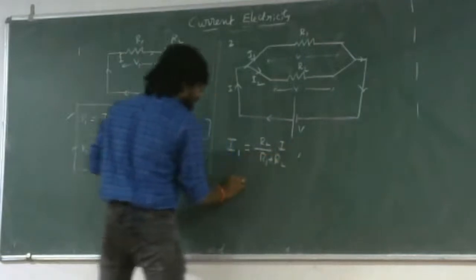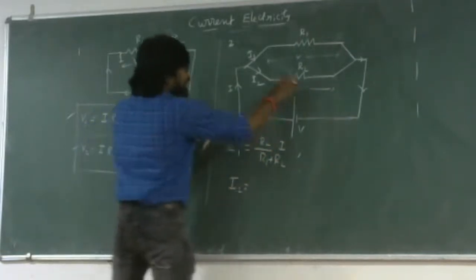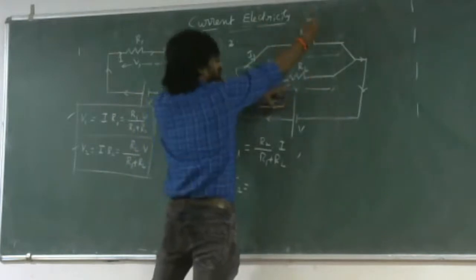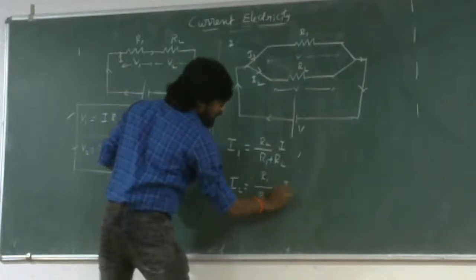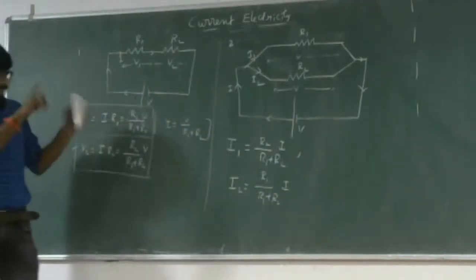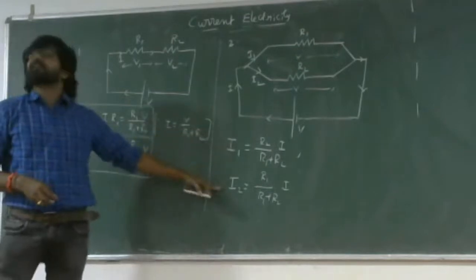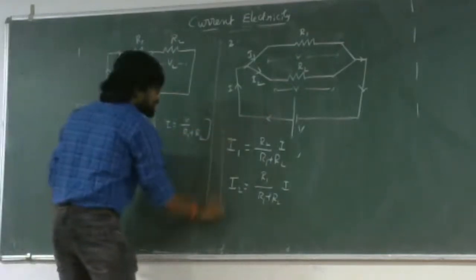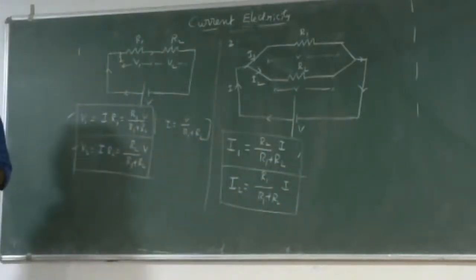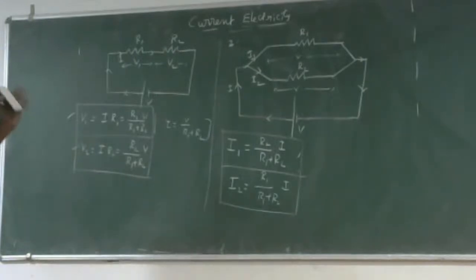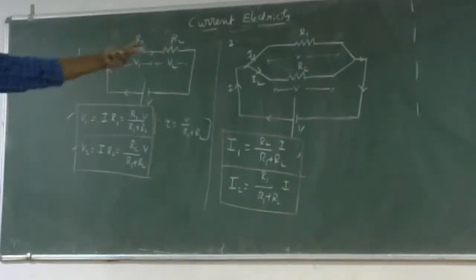Similarly, I2, the current in R2, is equal to the other resistance, that is R1, by total resistance: R1 by R1 plus R2 into total current. The ratio of these can also be obtained, depending on the questions. You can calculate I1, I2 values or their ratios, etc. You can remember these as shortcuts. In series, by using the potential divider principle, V1 and V2 can be obtained like this. In parallel, by using the current divider principle, you can find I1 and I2 using this. Got it? Right.